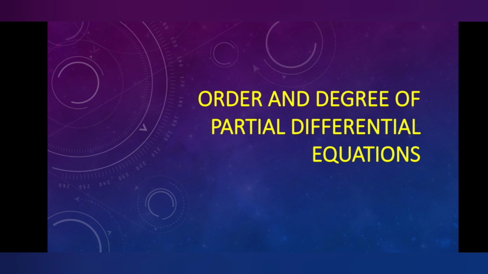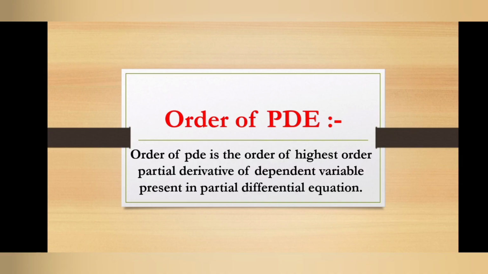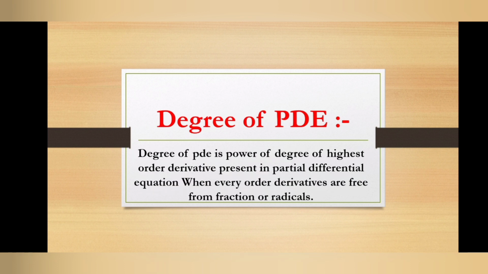Now the next point is order and degree of partial differential equations. Firstly, the definition of order: the order of a partial differential equation is the order of the highest order partial derivative of the dependent variable present in the equation. Next is the definition of degree: the degree of a partial differential equation is the power of the highest order derivative present in the equation, when all derivatives are free from fractions or radicals.